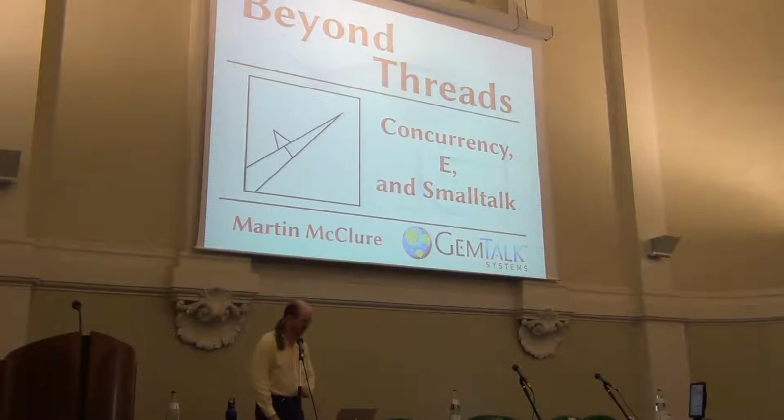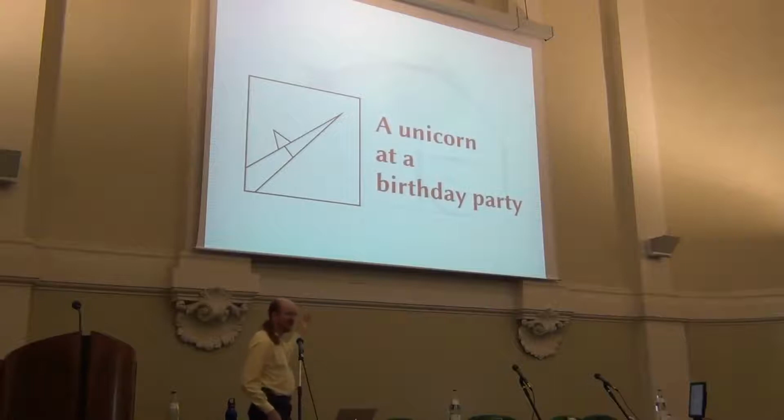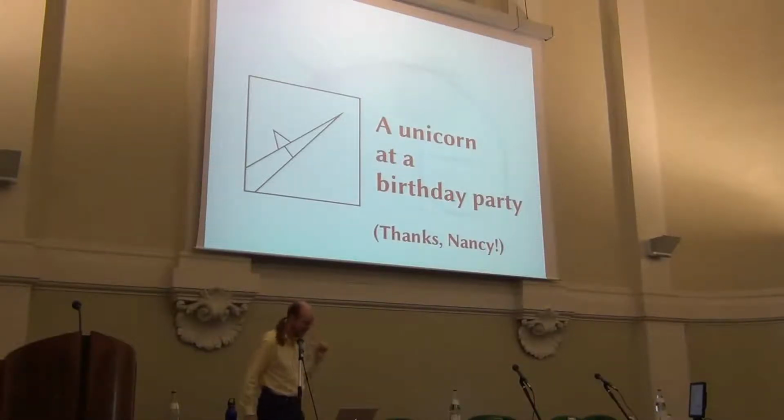But before we do that, I would like to ask who in the audience might know what this little drawing represents. Just as a clue, it's not some kind of weird UML diagram or anything. It's actually simplified, but an actual representational drawing is what it's meant to be. Well, okay. It's a unicorn at a birthday party. And I would like to thank my wife, Nancy, who came up with this and actually won a contest with that drawing at one point.